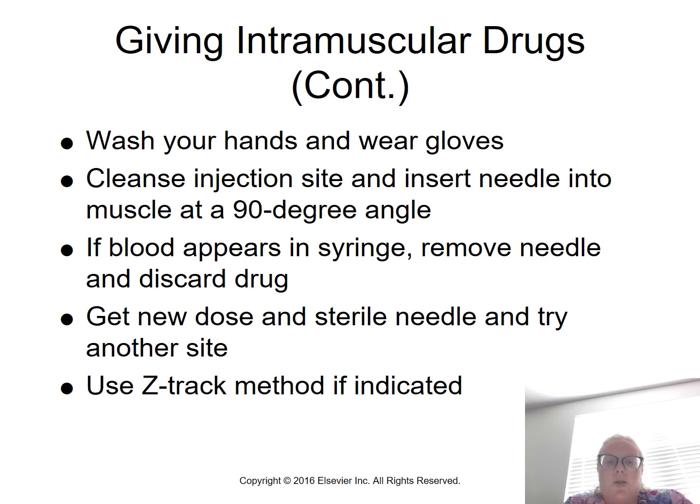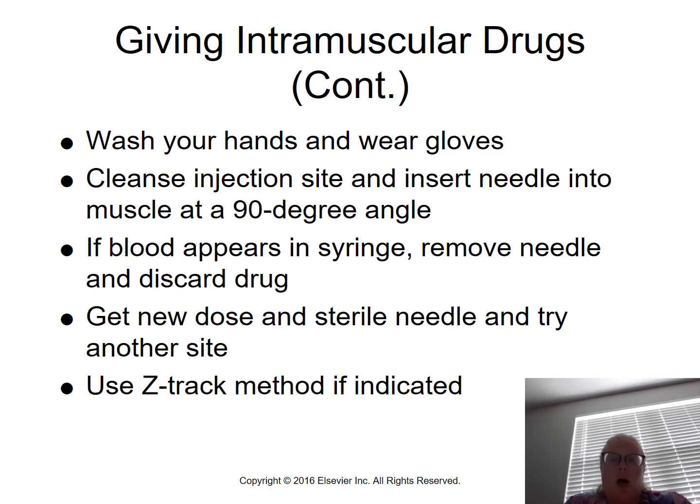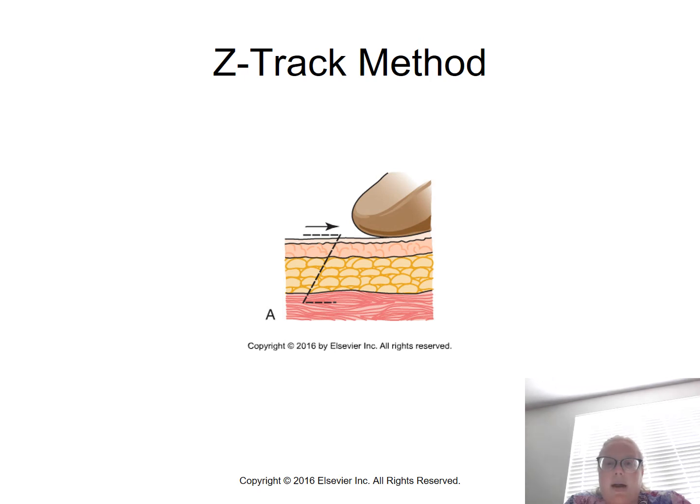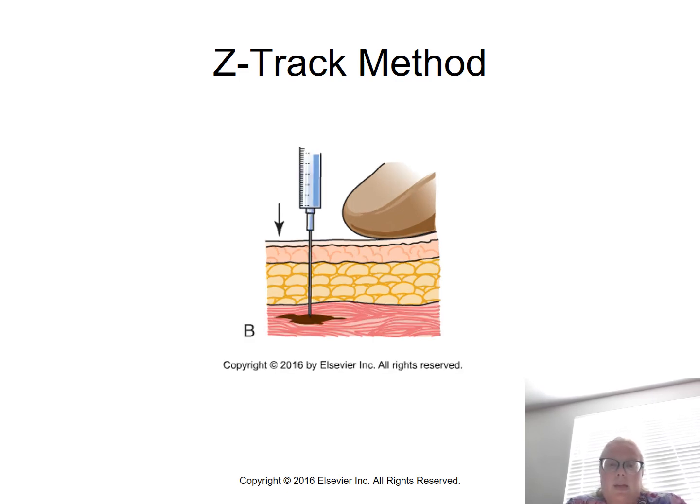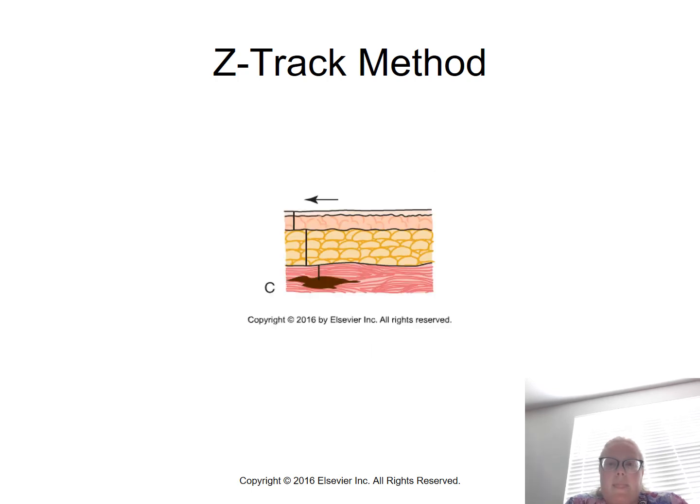Now, some medications we give with the Z-Track method. We're going to talk about the Z-Track method. So this is the Z-Track method. You displace the tissue downward away from the injection site. You use your finger to pull the skin towards you or downwards. Then you're going to inject while holding the tissue away or downwards. And then you're going to allow the displaced tissue to move back into place.